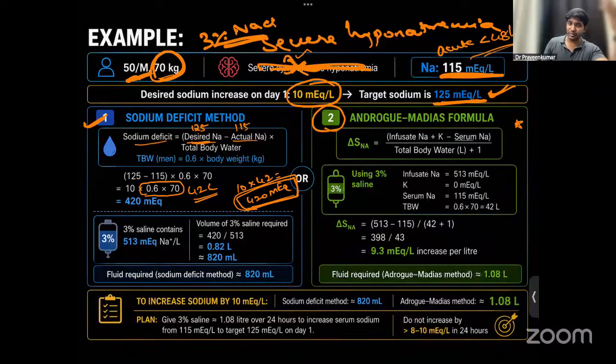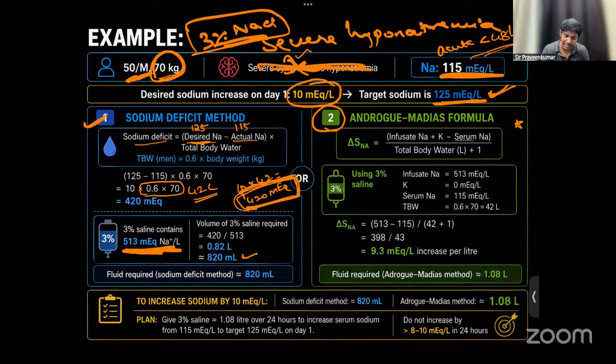Now we chose 3% saline as the fluid, so we should know the amount of sodium present in 1 liter of 3% saline. In the previous class, I told you about 3% saline. 3% saline contains 513 milliequivalents per liter, which is actually a little in excess of what we want. We want only 420 milliequivalents, and it is 513 in 1 liter. So if you calculate how many liters to give for 420 milliequivalents, you will get around 820 ml. So 820 ml of 3% saline should be given over one day to increase the patient's sodium from 115 to 125. That's all. Any doubt with this? If there is no doubt, we'll proceed.